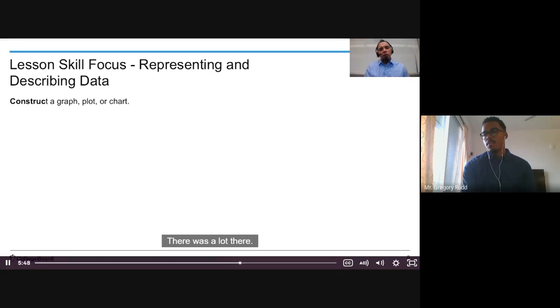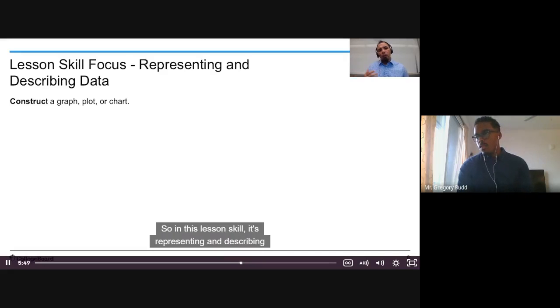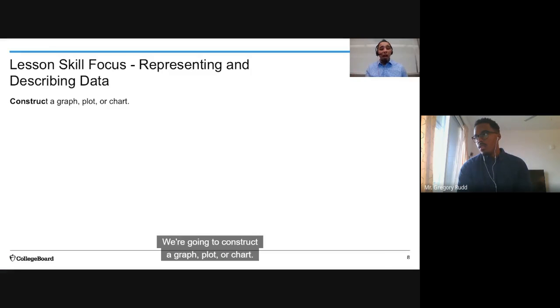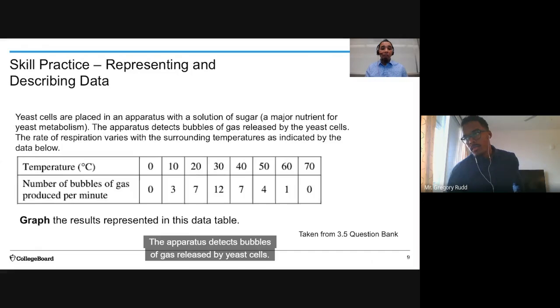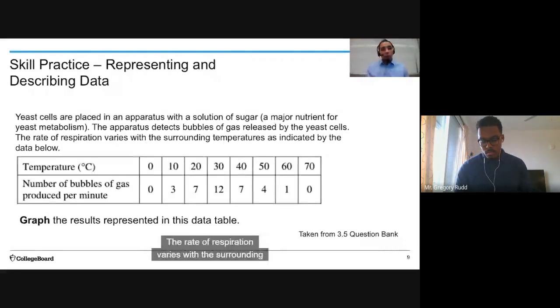So in this lesson skill, it's representing and describing data. We're going to construct a graph, plot, or chart. And often you have to be able to interpret graphs and charts, or often you have to draw them. So here is our data. Yeast cells are placed in an apparatus with a solution of sugar, which is a major nutrient for yeast metabolism. The apparatus detects bubbles of gas released by yeast cells. The rate of respiration varies with the surrounding temperature as indicated by the data below.